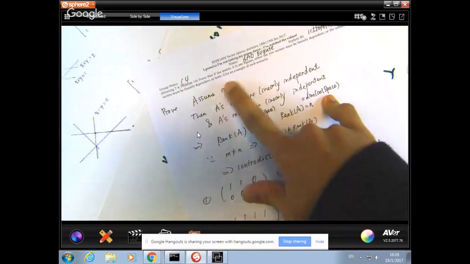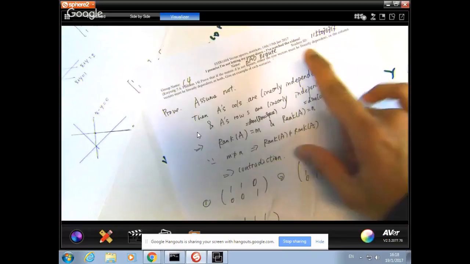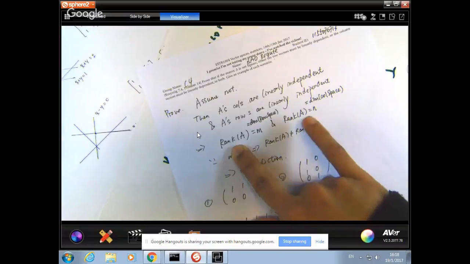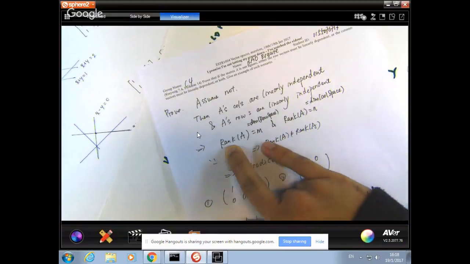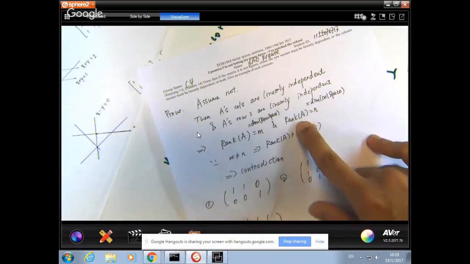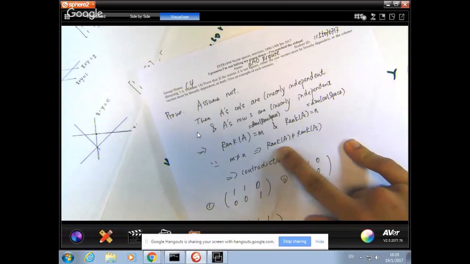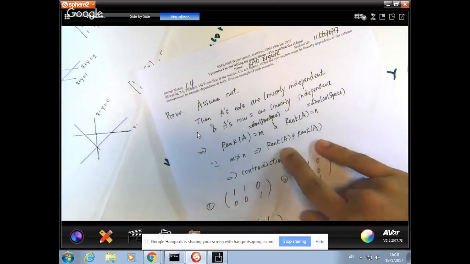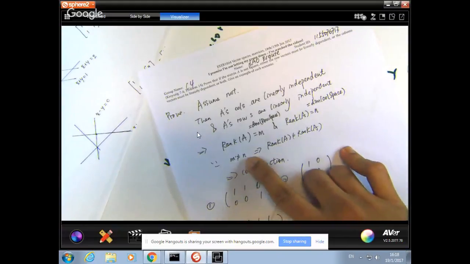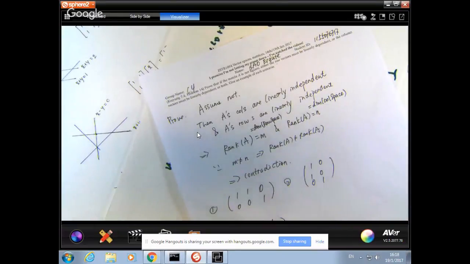You suppose that the matrix A is such that both the row vectors and the column vectors are linearly independent. Which means that the rank of A is equal to m, so there are m linearly independent rows, and the rank of A transpose should be equal to n. So if you assume that the rank of A is equal to the rank of A transpose, then it means that m is equal to n, which is a contradiction. It's not written properly here, but this is better.